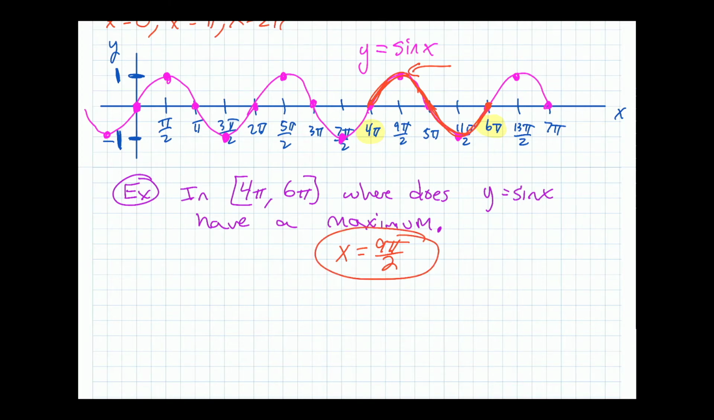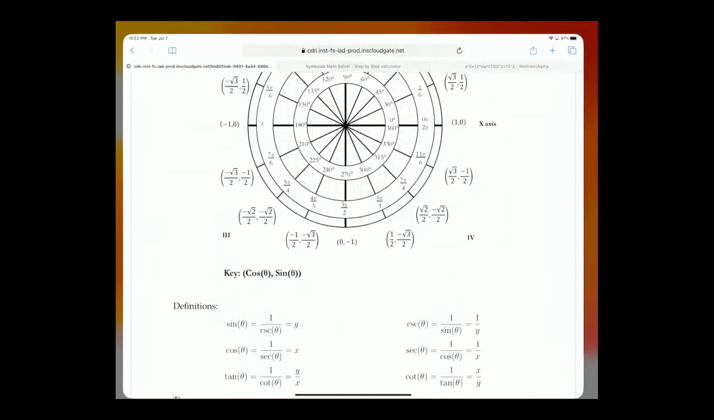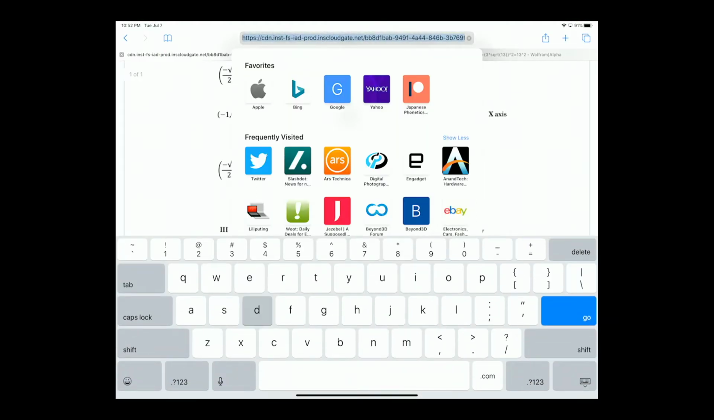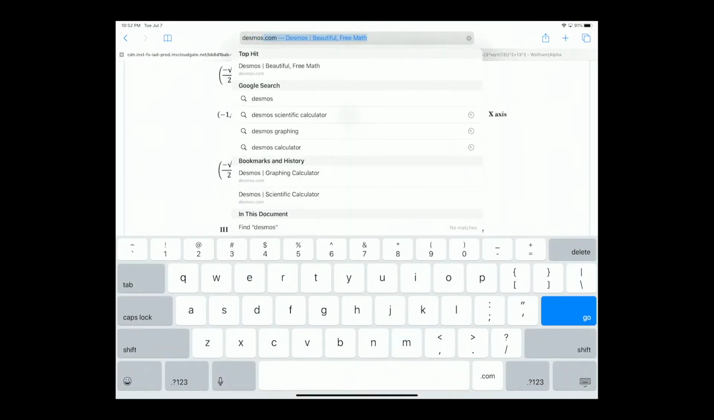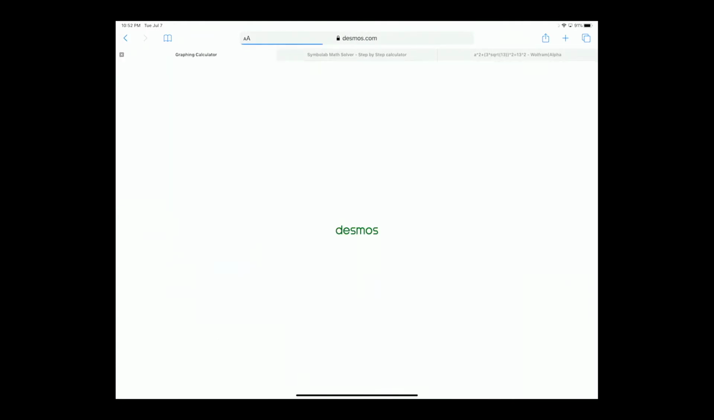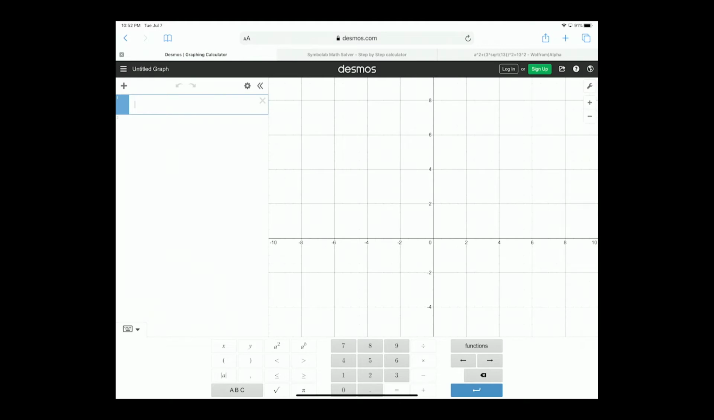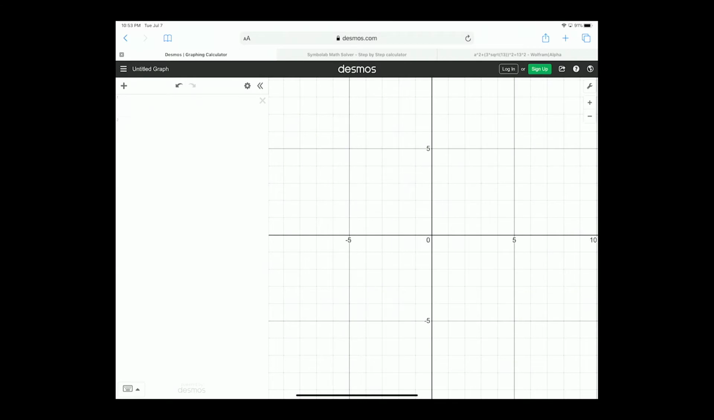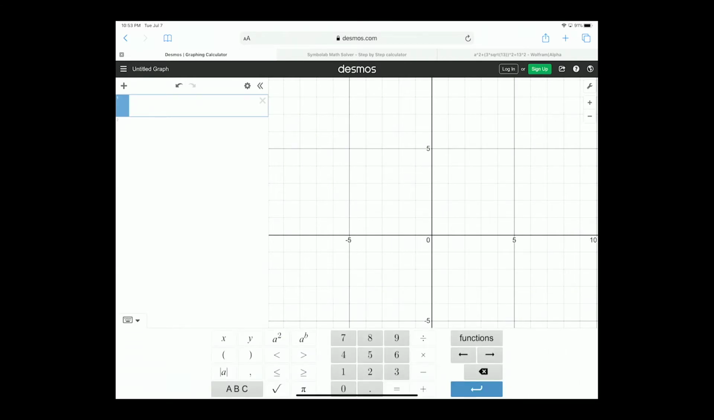Now, let's say you're not looking at this graph and you need to answer that question. What you would do is you would get a graph. The easiest way to get a graph is going to be to go to Desmos.com, graphing calculator, just click graphing calculator. You get here, let me put it in presentation mode, make it easier to see. Now I'm going to type in y equals sine x. Y equals, how do I get sine? Functions?